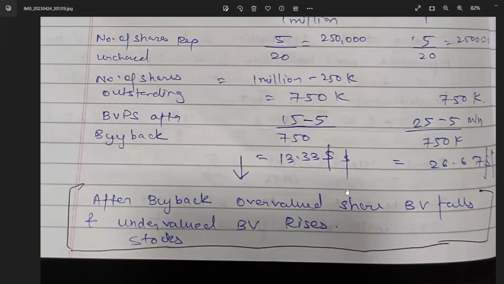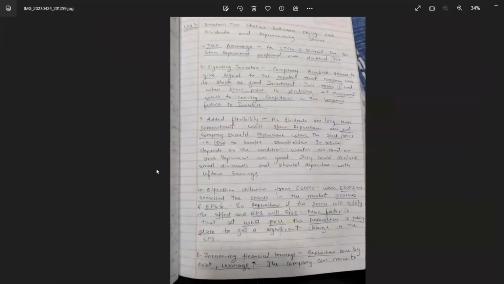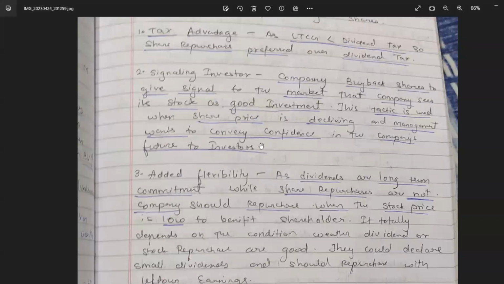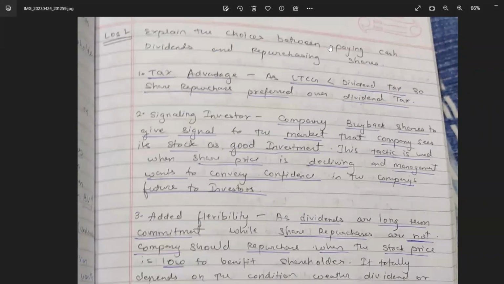After a buyback of overvalued shares, book value falls, and for undervalued shares, book value rises. So let's go to the next LOS. Explain the choices between paying cash dividends and repurchasing shares.